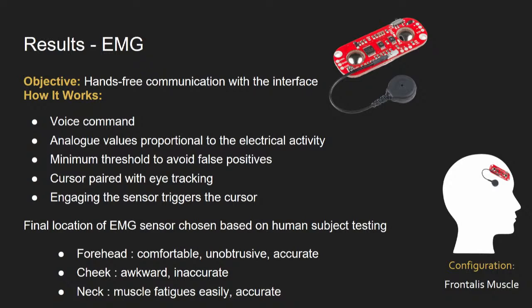So we decided on the forehead as the best place to put the muscle sensor, and also it's very easy to raise your eyebrows and allow the sensor to communicate easily then. So we found that it is the most accurate as well when communicating. And so that's how we chose to use the forehead muscle as the correct placement for our EMG sensor.